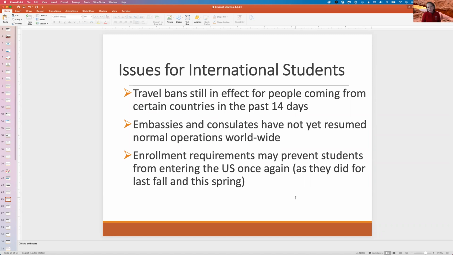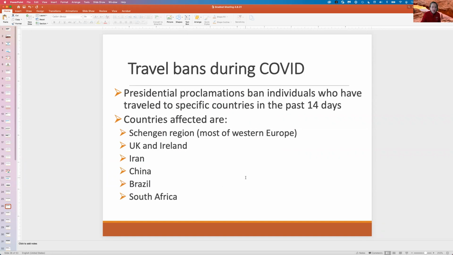We also have a sizable population from Nepal, and they also have not opened embassies worldwide. I'll talk a little more about that. And then enrollment requirements have been difficult because there have been rules introduced and rules rescinded about what international students need to enroll for. And we still don't know what's happening for the fall semester. So I'll talk a little bit about all of these three things in detail.